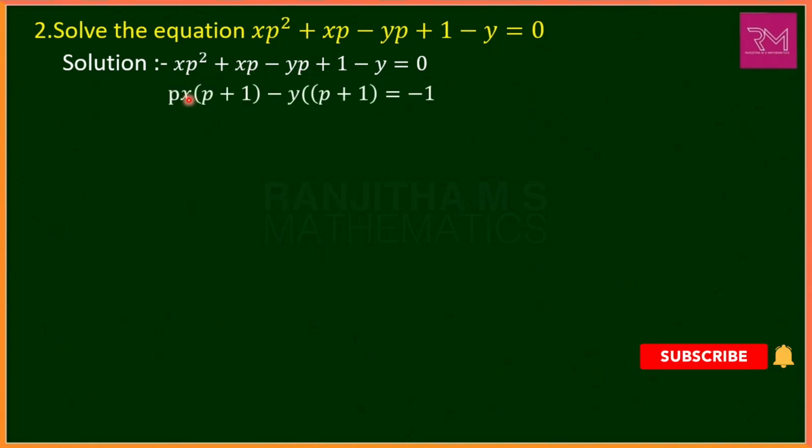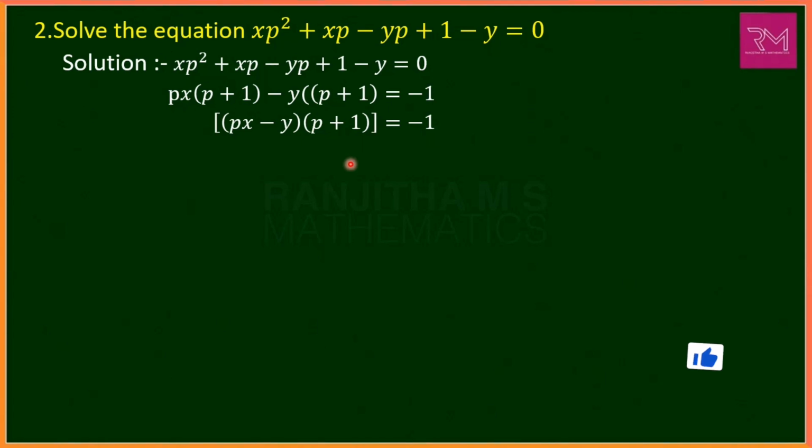So we can factor. If we take p x as common over these two terms, we get p x into the remaining p plus 1. If we take minus y as common from these two terms, the remaining is p plus 1, and taking plus 1 to the right hand side, it equals minus 1. Next step, here we have p plus 1 in both terms, so we can take p plus 1 as common. We get the remaining p x minus y, into p plus 1, which is equal to minus 1.